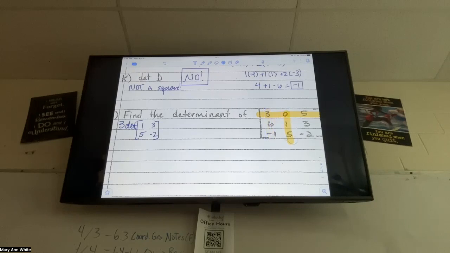Then I'm gonna look first row, second column, and I'm gonna do -0 times the determinant of 6, 3, -1, -2. And then last, I look at my first row, last column. So now I'm gonna do +5 times the determinant of 6, 1, -1, 5. All right, from here, I bet you can work it up from this point.